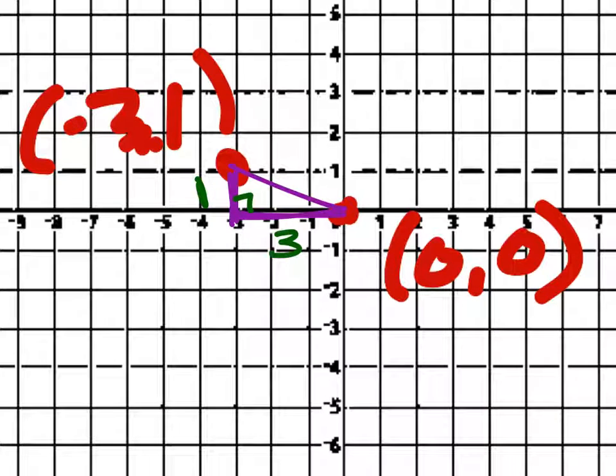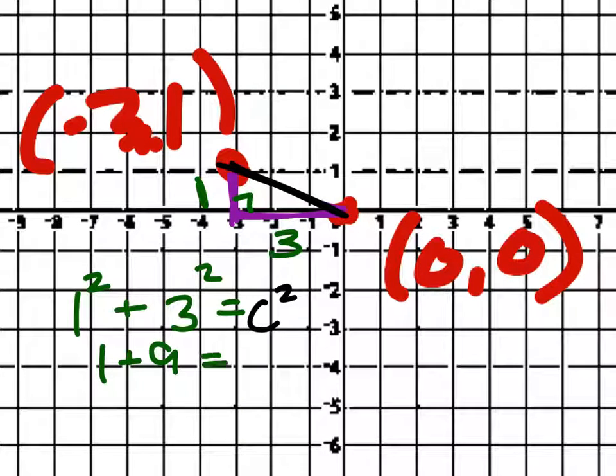Okay, so to find the length of the line between these 2 points here, or the distance between them, which is what we're looking at, I'm going to take the 2 legs, 1 and 3, square those, and add them together, and I should get the hypotenuse squared. That's 1 plus 9, which is c squared. So 10 is c squared, so the square root of 10 is c. And yeah, I just skipped some parts to demonstrate that.